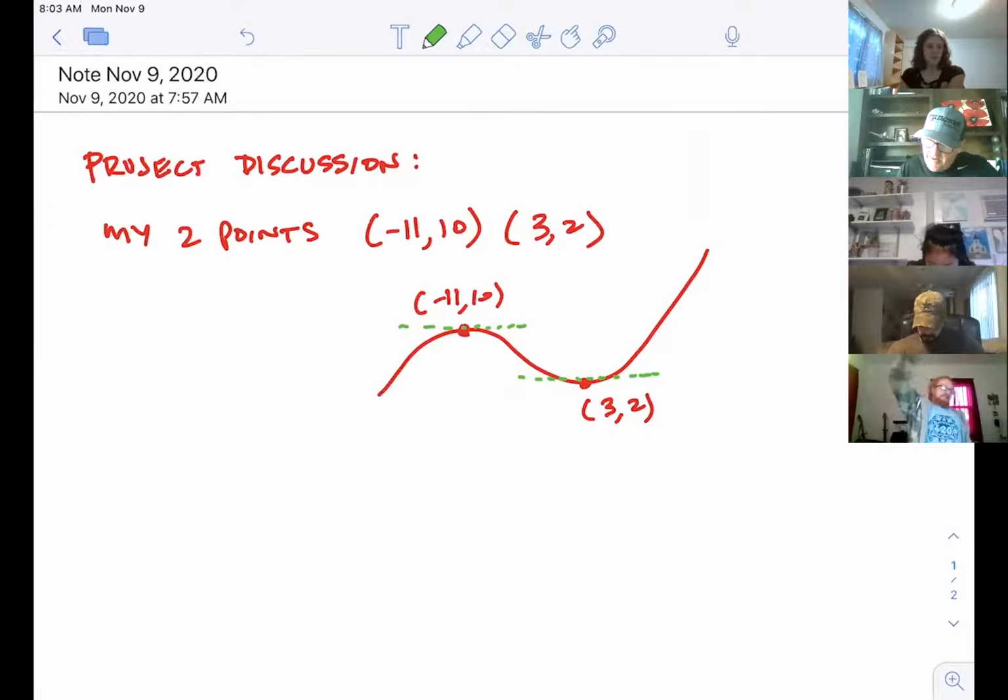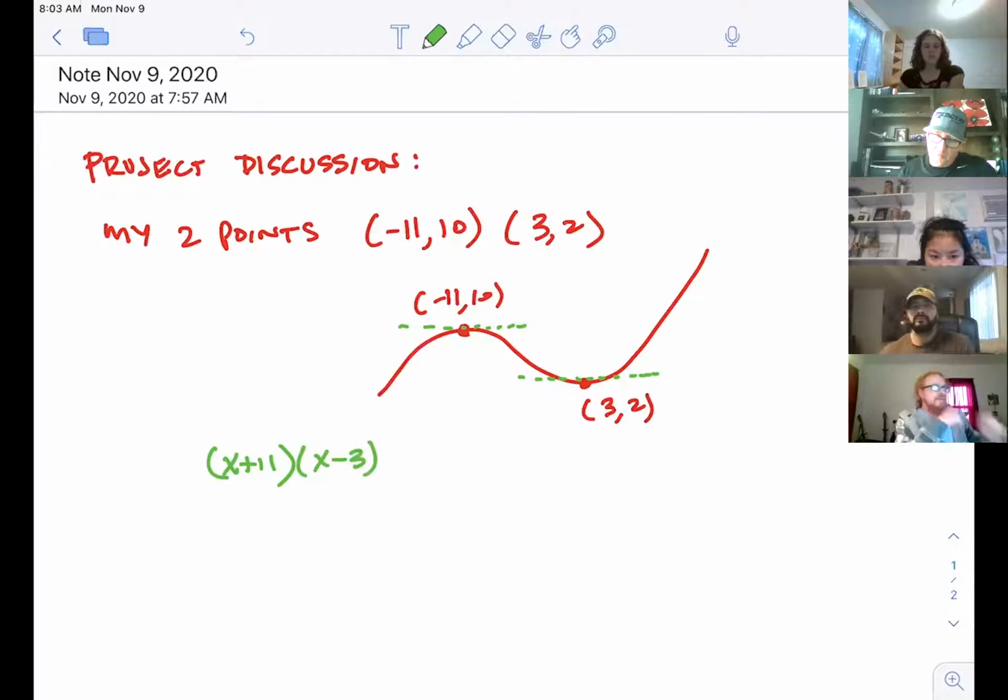But the fact that x is -11 has a slope of 0 means that x plus 11, and this is a Math 111 concept, like the connection between zeros and factors. In other words, x plus 11, if you throw -11 into it, you get 0. But we also need 3 to work. So that means we also need an x minus 3. So the connection between the roots and the zeros, if you will. And so this must be, well, not our equation, but actually our derivative equation.